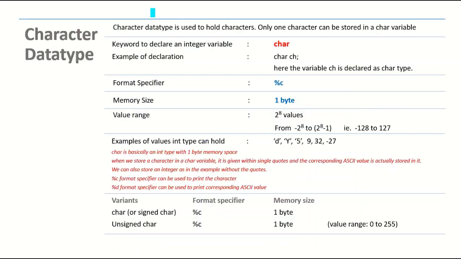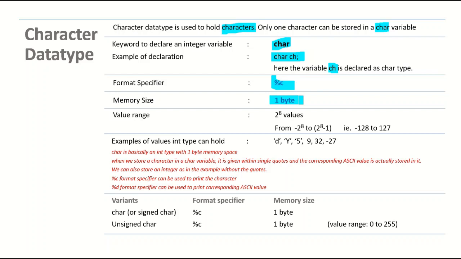Character data type. These are used to hold characters. Only one character can be stored in a character variable. The keyword is char. An example is char ch. Here the variable ch is declared as character data type. %c is a format specifier and it takes only 1 byte to store in the memory.